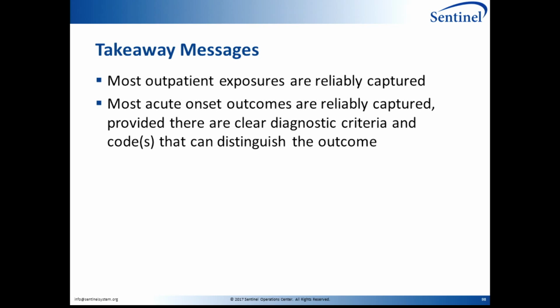Most acute onset outcomes are reliably captured, provided that there is clear diagnostic criteria. And I think that clear diagnostic criteria is somewhat in the eye of the beholder, and that's what's important: that we, as a community, have access to the scientific expertise at the data partners, as well as the scientific expertise at some of our other partners, to really untangle and get very close to the data to understand these coding systems and how they can be utilized to distinguish various outcomes.